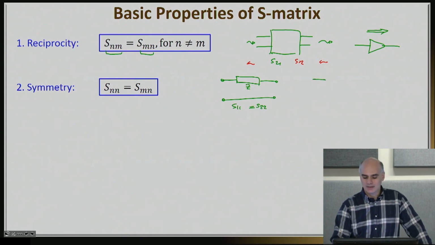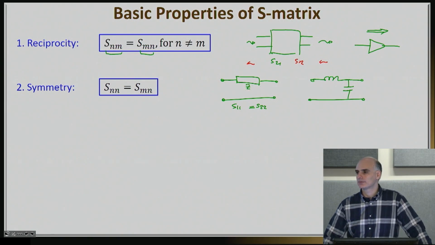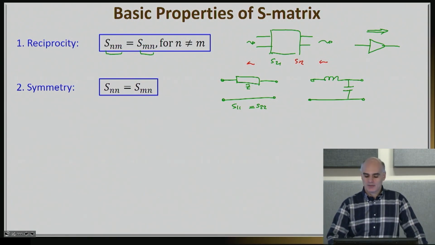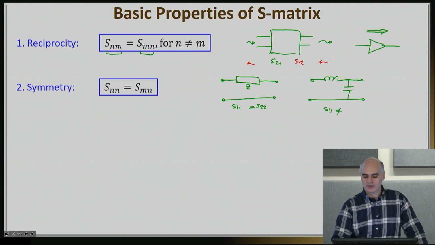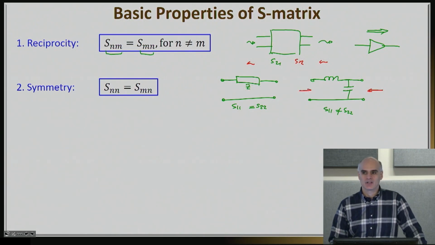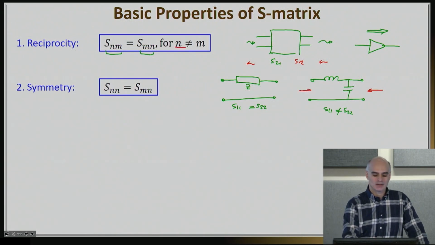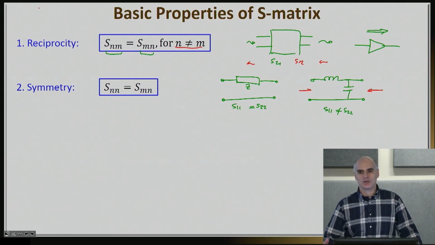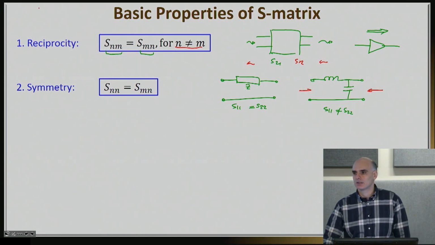On the other hand, this network here is not symmetric. It's actually reciprocal, clearly, and so that means that S12 will be equal to S21, but here S11 won't be equal to S22 because the network does not look the same if you look at it this way or if you look at it this way. So be careful. That's why the N different than M condition is placed there, because not all reciprocal networks are actually symmetric.